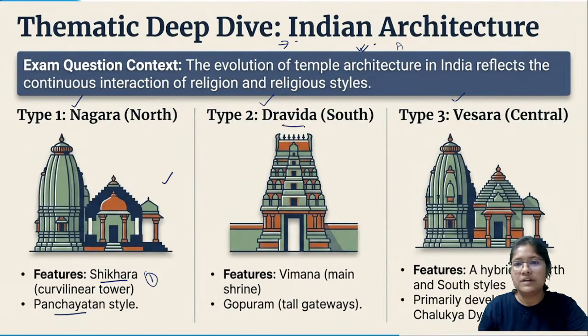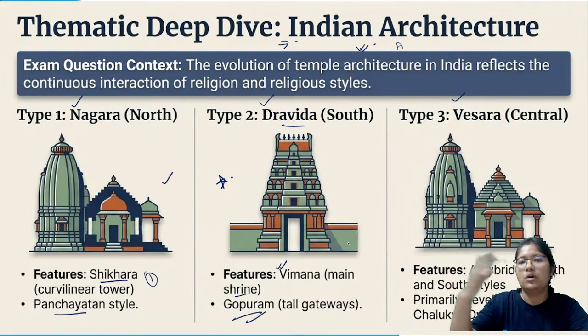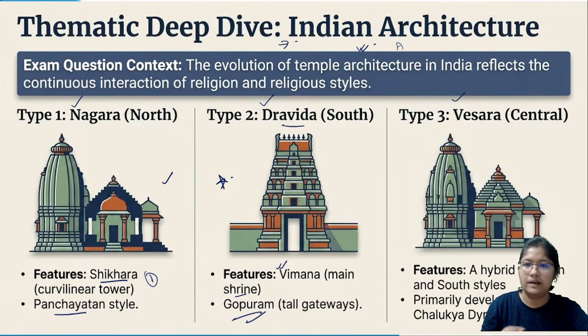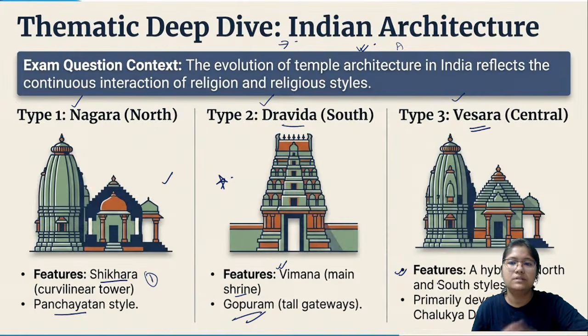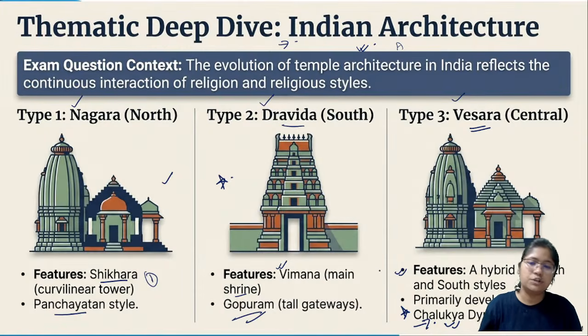So in terms of Dravida, there is the Vimana, the main shrine, and the Gopuram, or the gateways, which are made in a very tall way, with a very elaborate gate style. Then coming to the Vesara, this is a hybrid style, and you can see features of both north and southern styles, and it was primarily developed by the Chalukya dynasty. This was also a question which was asked. It was also in the mock series as well. We had seen this question, that it is by which dynasty?